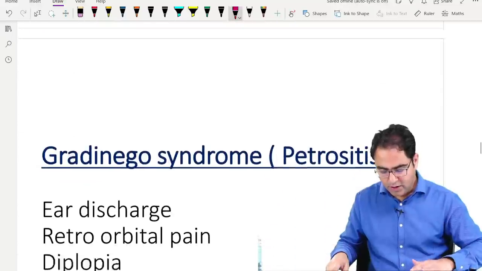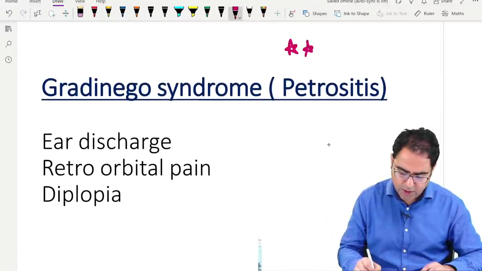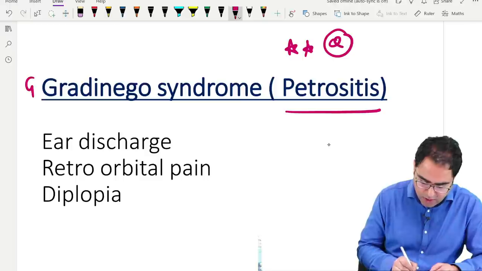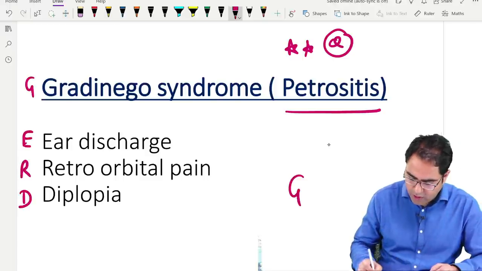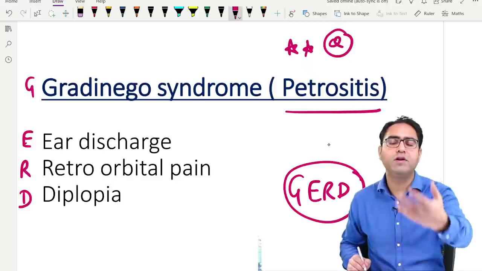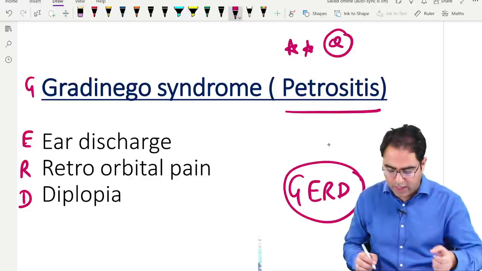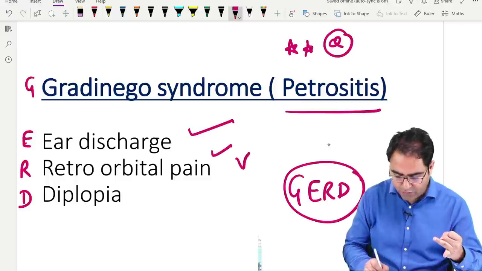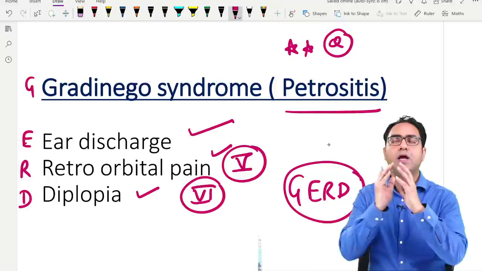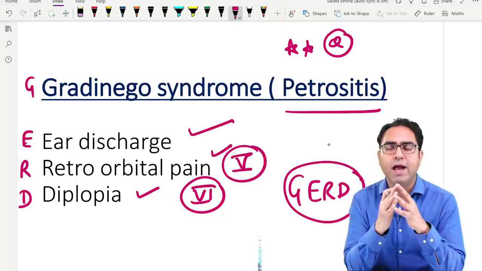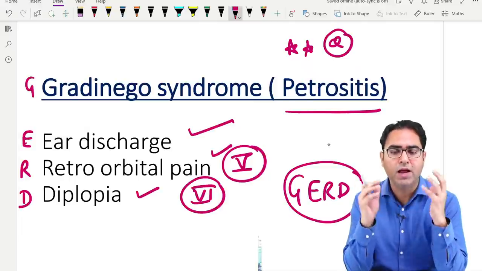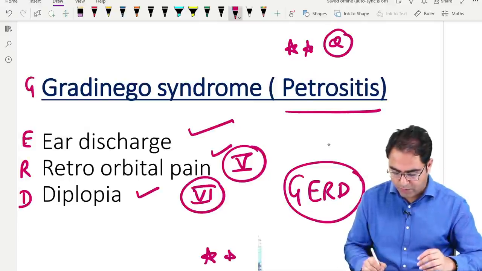Third triad, a very, very, very important question of ear, beta. Gradenigo syndrome or petrositis, beta. How to remember, beta? G, E, R, D. Have you heard about GERD, gastroesophageal reflux disease? Let us use that GERD as the mnemonic for Gradenigo syndrome. E for ear discharge, R for retroorbital pain due to fifth nerve involvement, and D for diplopia due to sixth nerve involvement. Am I clear, beta? Gradenigo syndrome is seen in petrositis, and it has three features. This is a star question of your paper, beta.